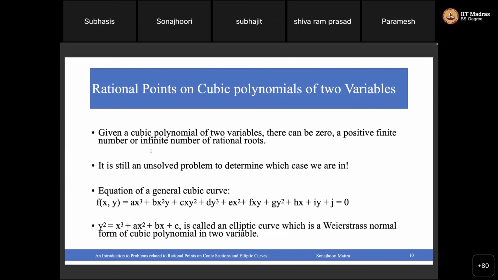Now, for a cubic polynomial of 2 variables, there can be either 0 rational points, or there can be finite rational points, or there can be an infinite number of rational points. And we still do not know, the problem is still open, which case we are in. It is still unsolved. We do not know how to determine whether we are in the 0 rational point case, finite rational point case, or infinite rational point case. It's still an open problem.